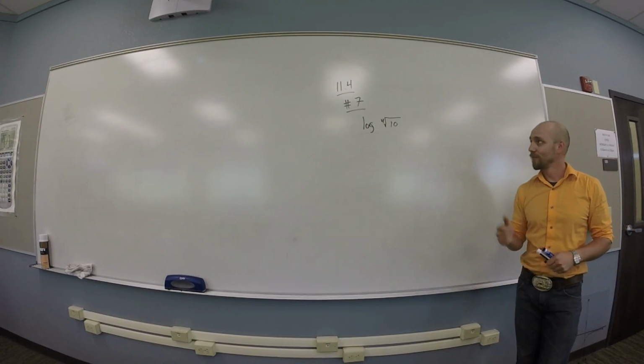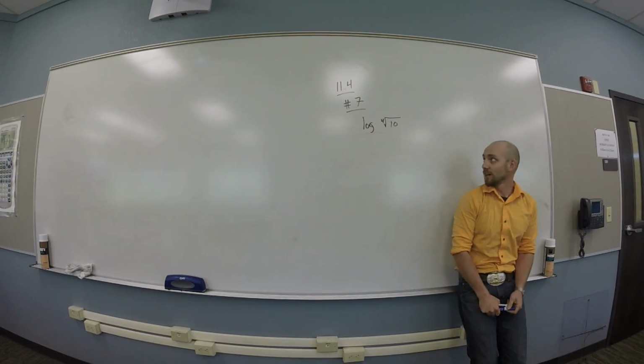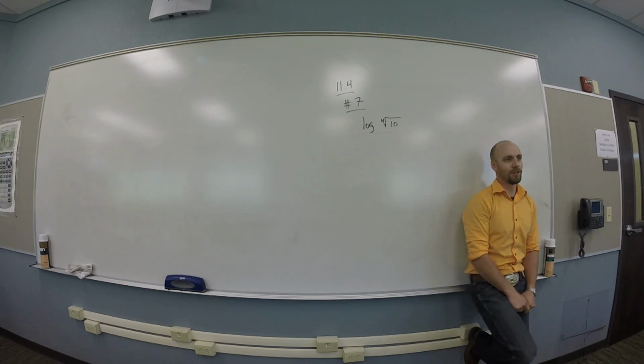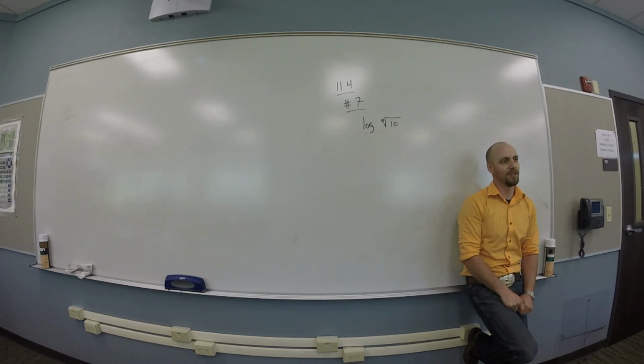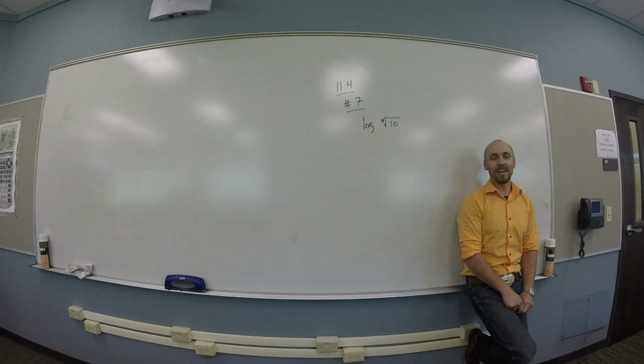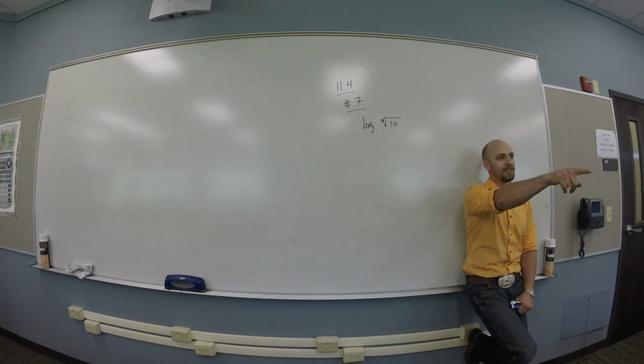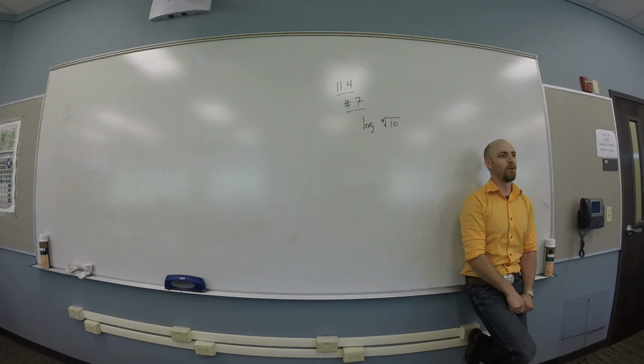So, we want to do 11.4 number 7. Can one of you read this for me appropriately? Some of you were asking how you even say this. Log base 10 of the fourth root of 10. It's an implied base 10, because they didn't write it. You guys see that? Yes.